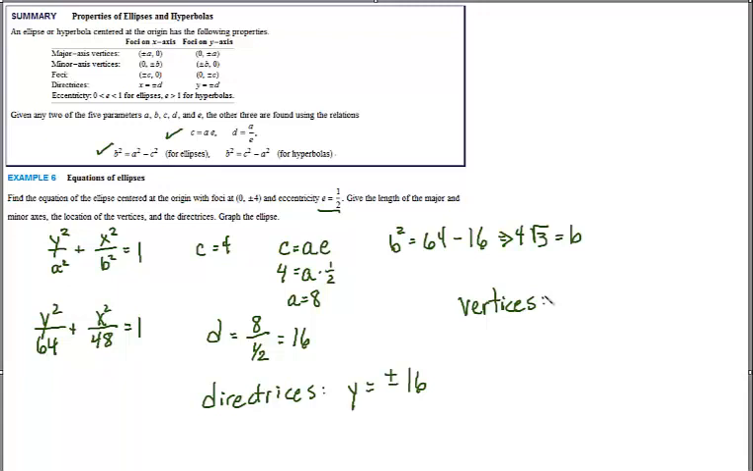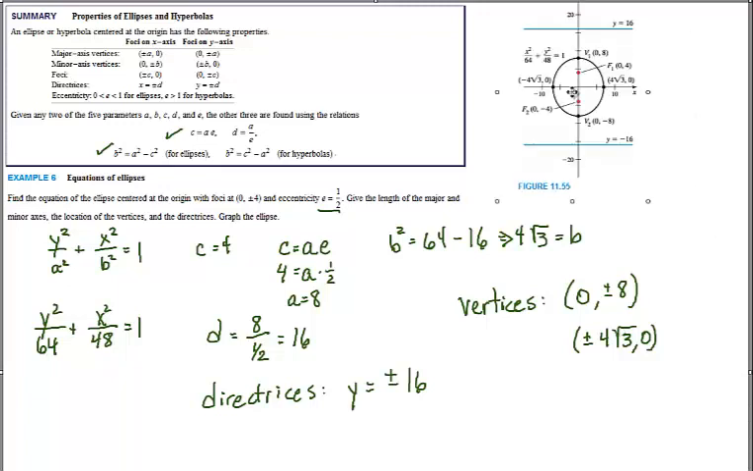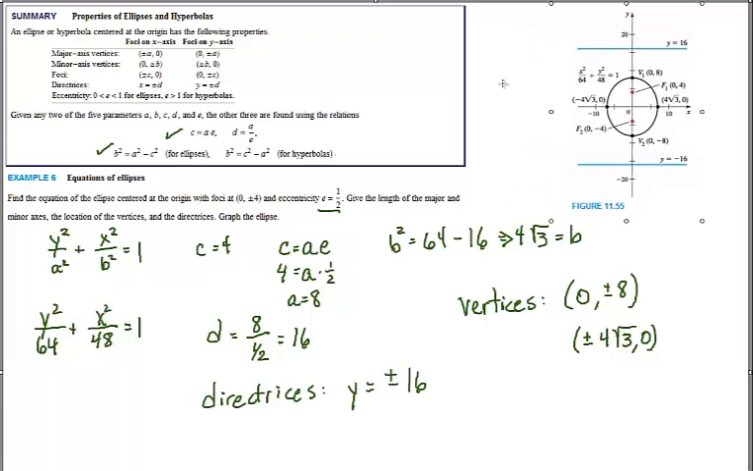The vertices are at 0, plus or minus 8 for the major, and for the minor it's plus or minus 4 square roots of 3, 0. And graphing, that would be our graph right there. Alright, looks stunning.